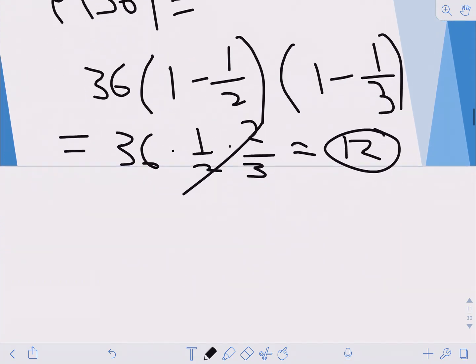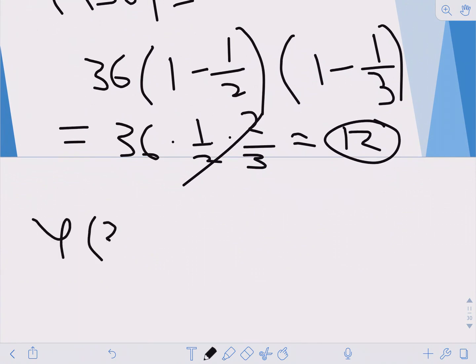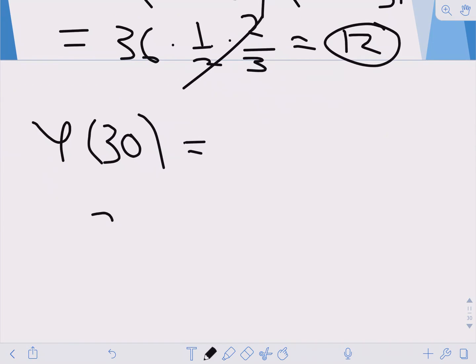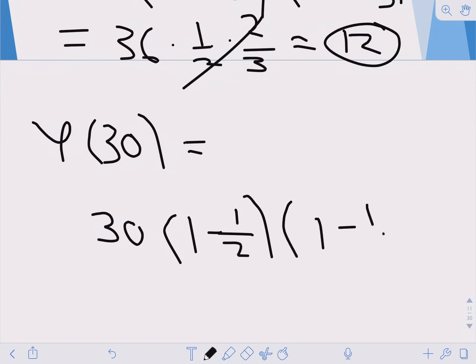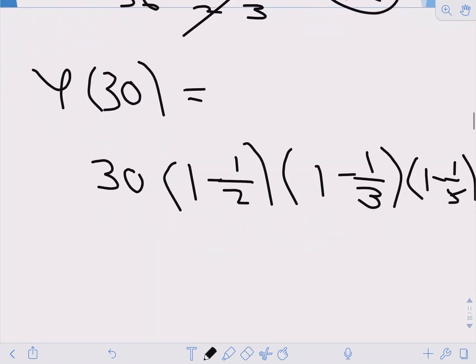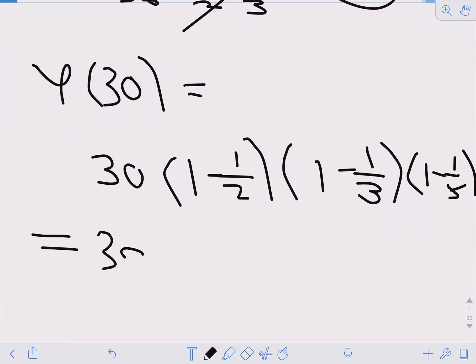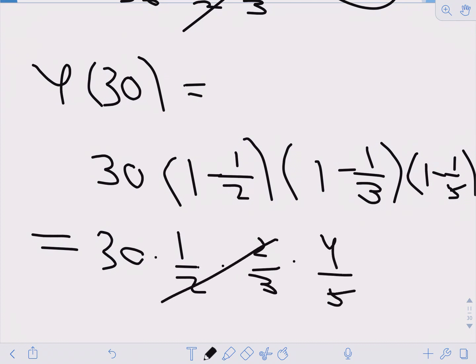All right, now suppose we want to find, as another example, just to get the point across, phi of 30. 30 is equal to 2 times 3 times 5. So this is going to be equal to 30 times 1 minus 1 over 2, because 2 is the first prime divisor, times 1 minus 1 over 3, because 3 is the second prime divisor, times 1 minus 1 over 5, because 5 is the third prime divisor. This gives 30 times 1/2 times 2/3 times 4/5. Again, the 2's cancel. What are we left with? 3 times 5 is 15. 15 goes into 30 2 times. So 2 times 4 is 8. So phi of 30 is 8.